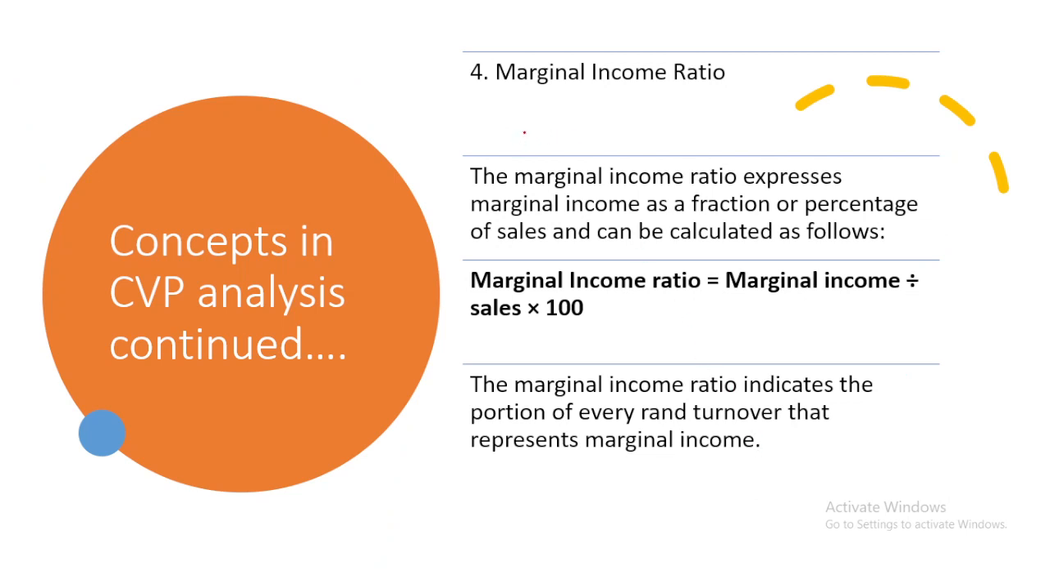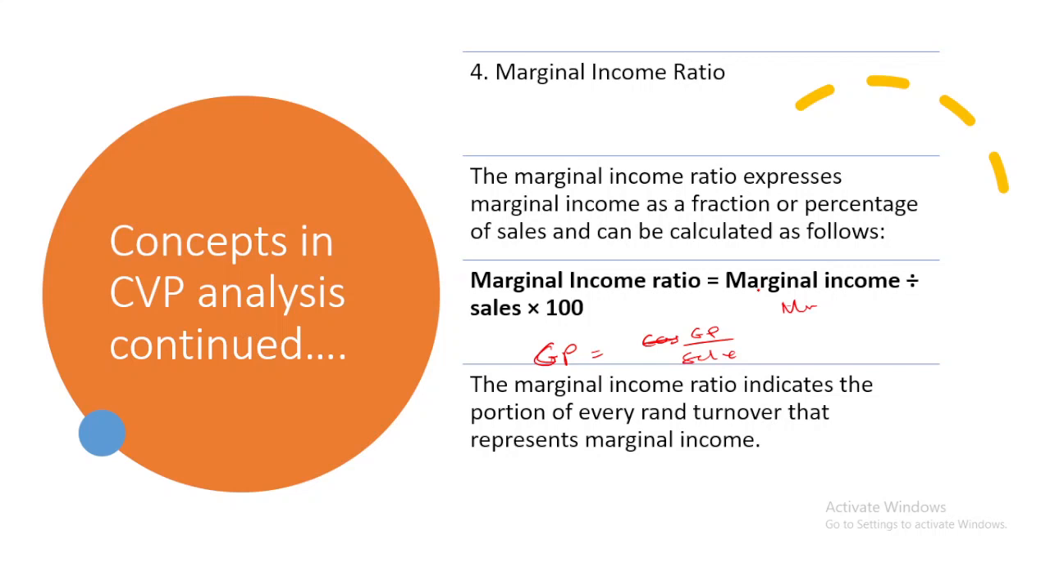And then we've got marginal income. The marginal income ratio expresses marginal income as a fraction or percentage of sales, and can be calculated as follows: marginal income divided by sales. If you remember, on that side we've got gross profit. The gross profit ratio is your gross profit over sales. But on this side we don't have gross profit, we have what we call marginal income.